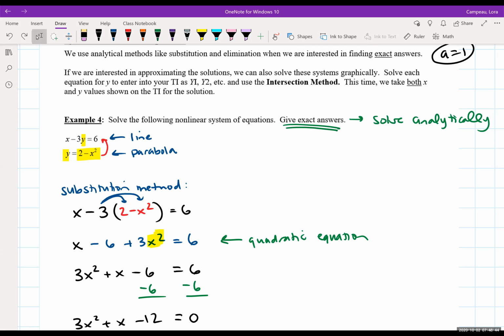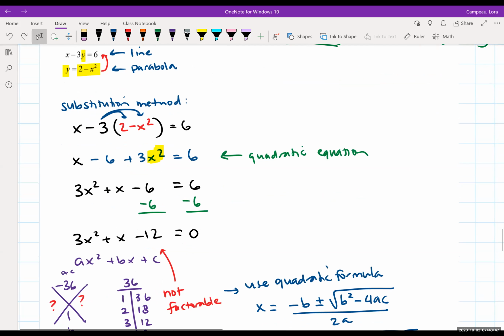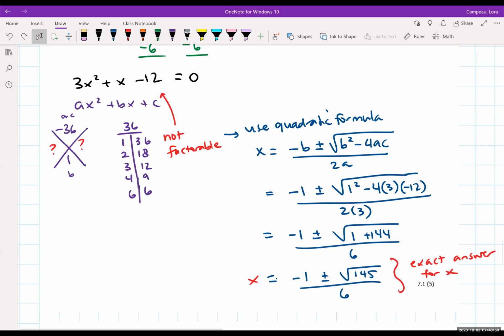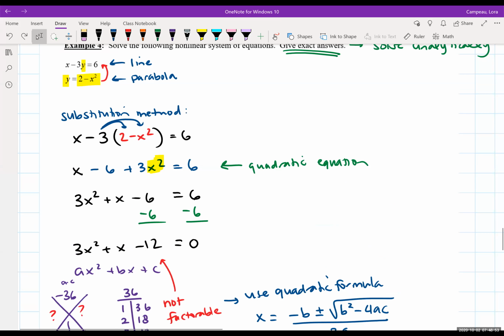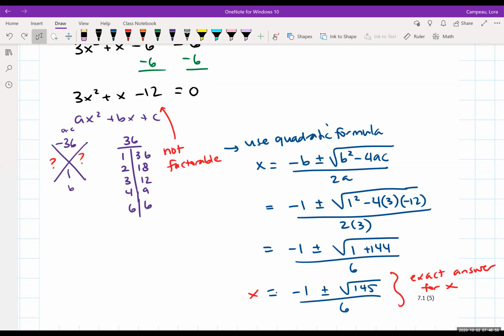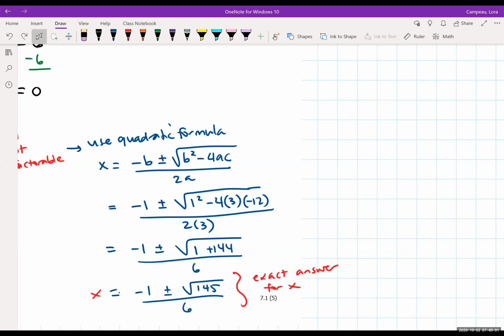So what I'd like to show you is that before we find the y term, we have to actually plug in the x values. So if we do that, I will actually take a little time on this. Now if we found the exact answer for x, keep in mind when you have the plus or minus symbol, there's actually 2 values for x. So we split this up just a little bit. We have x equals negative 1 plus the square root of 145 over 6, and x equals negative 1 minus the square root of 145 over 6.